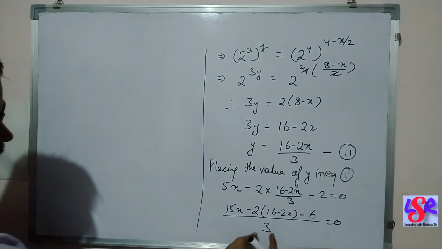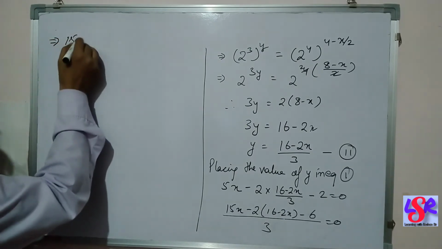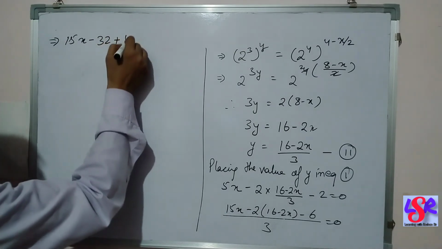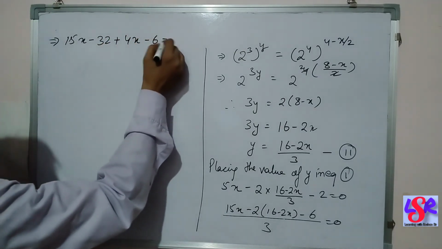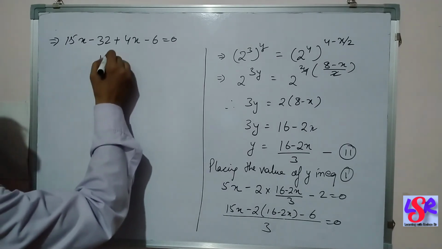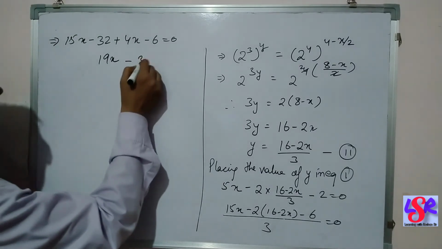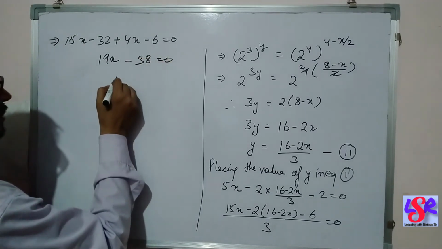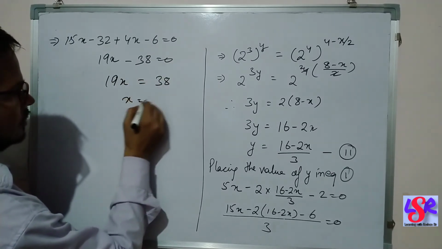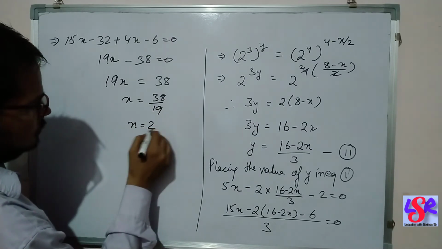Now this 3 can be sent to the other side, and this will become 15x minus 32 plus 4x minus 6 equals 0. Now 15 plus 4 will be 19x, and 32 and 6 will be minus 38 equals 0. So 19x equals 38 and x equals 38 upon 19, that is x equals 2.